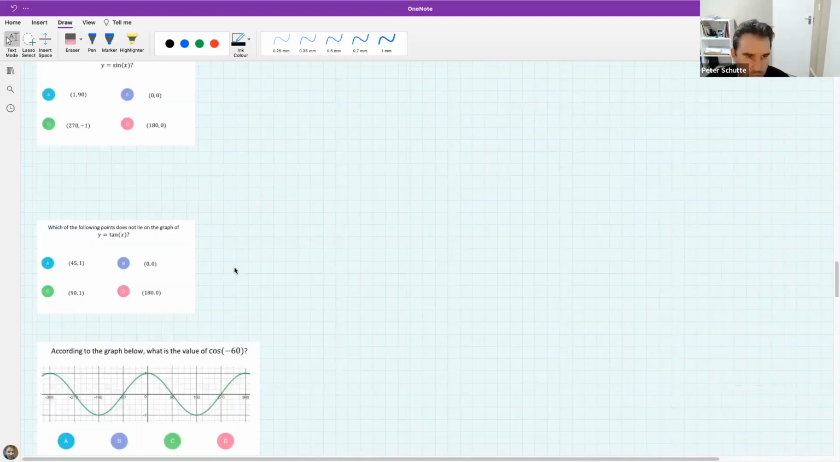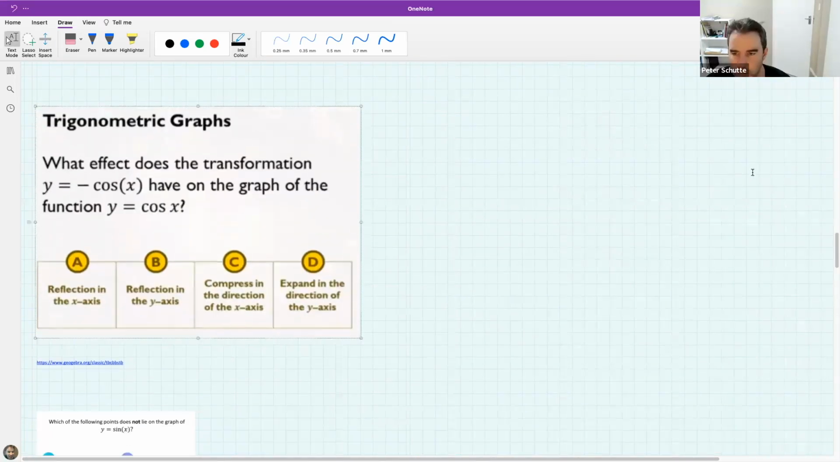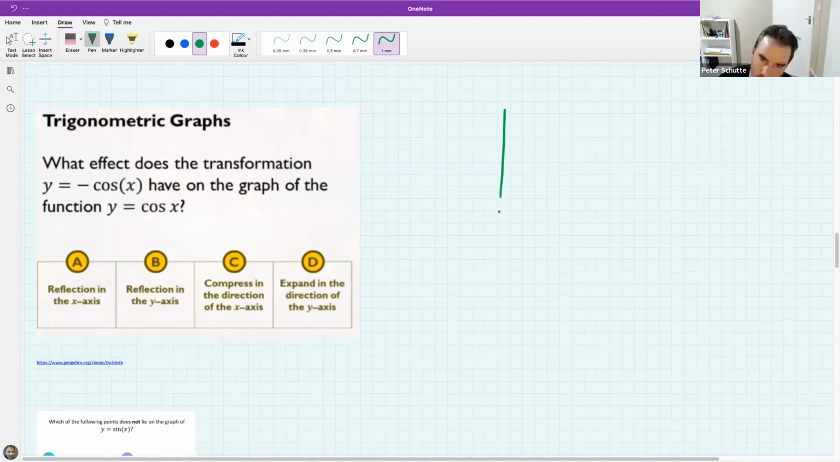Let me choose this one here. Last one before the break. What effect does the transformation y equals minus cos x have on the function y equals cos x? And I'll even draw the graph of y equals cos x for you while you think about it.